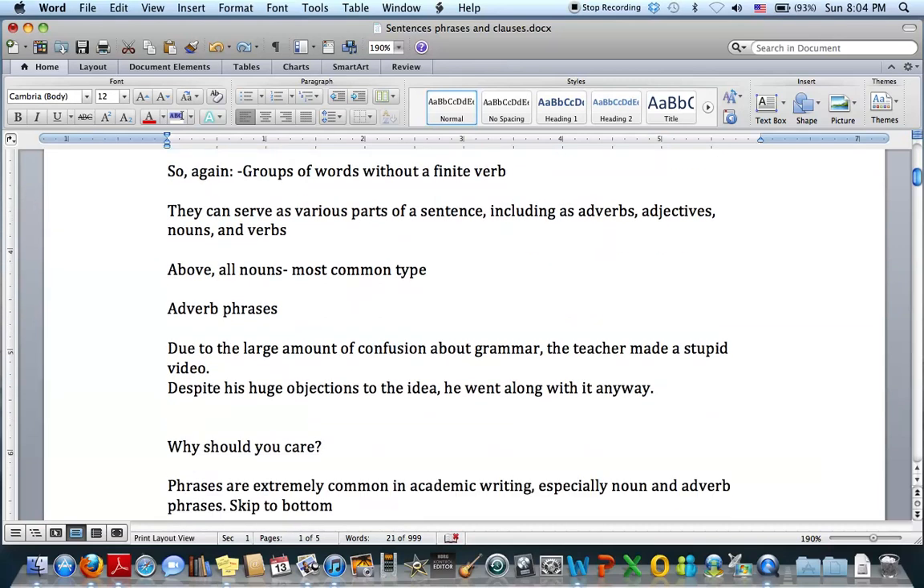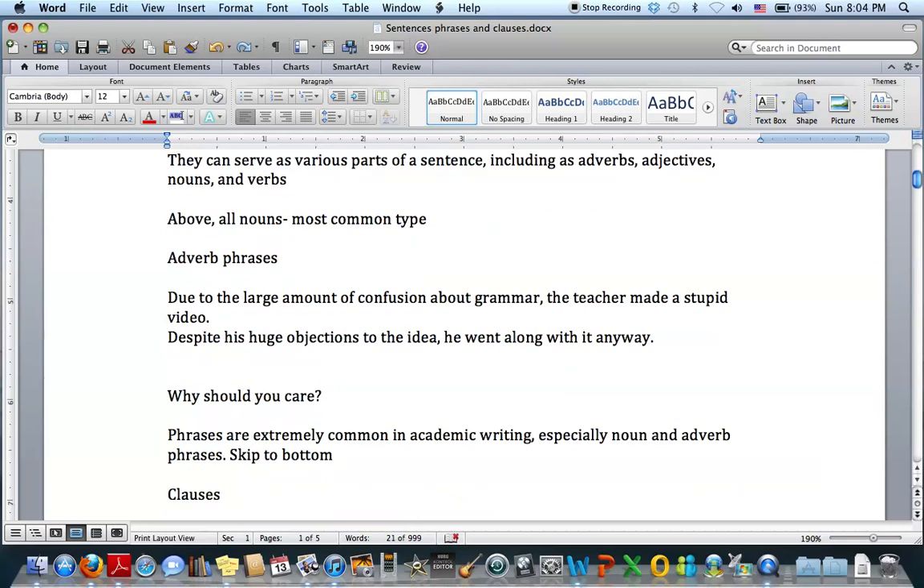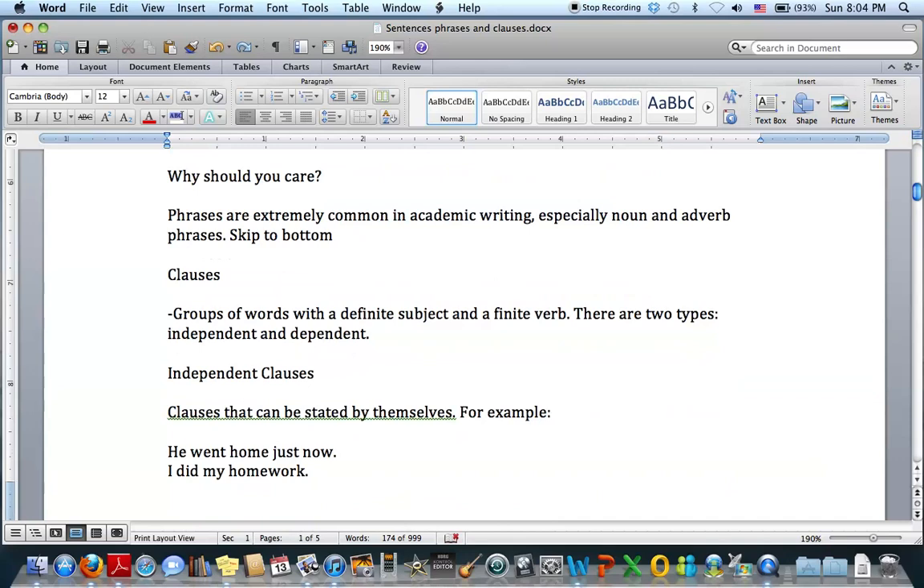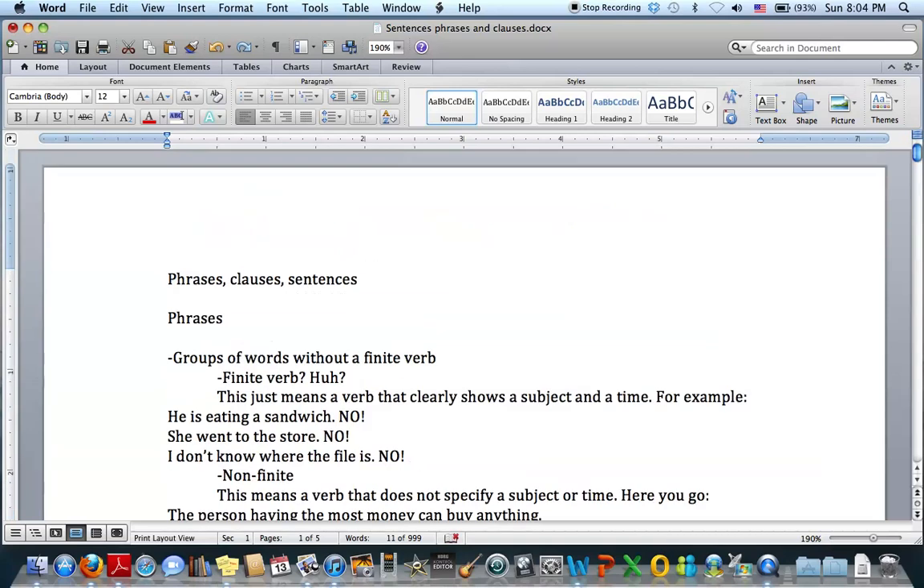We looked at how you have adverb phrases too. You have various types of phrases. But the bottom line is the most common types of phrases you're going to see in academic English and the most common types that you should use are noun and adverb phrases. Okay, we talked about clauses briefly. A clause is a group of words that does have a definite subject and a finite verb. Just like we looked at up here, right?